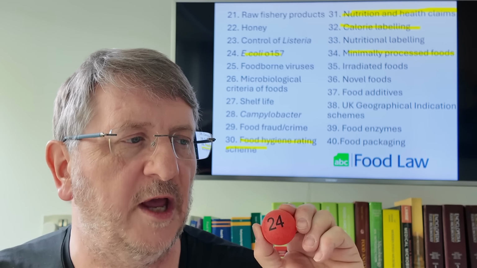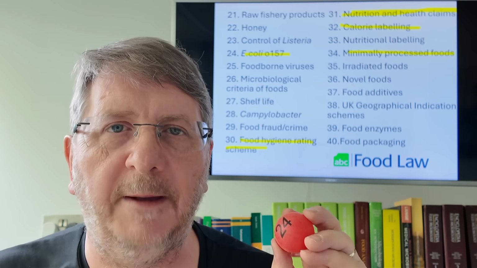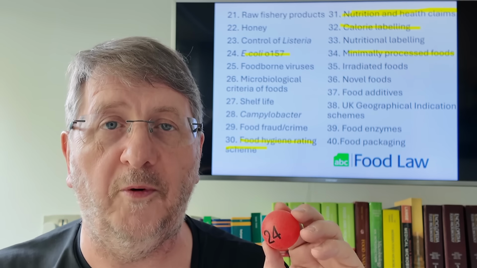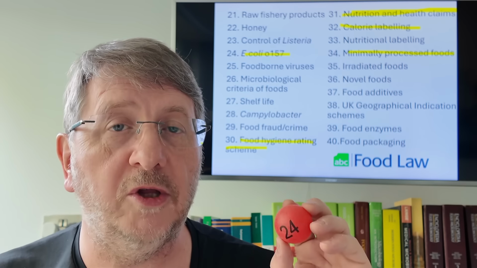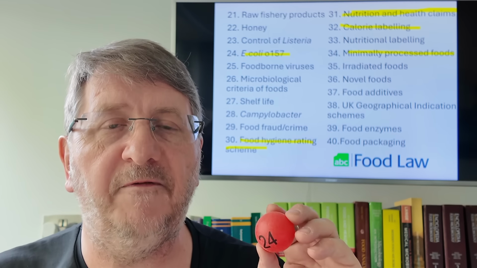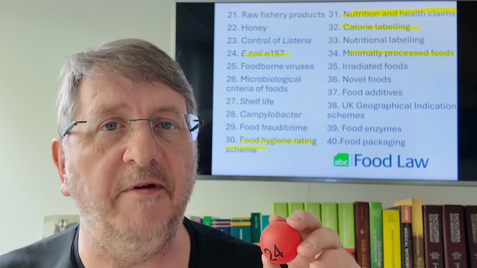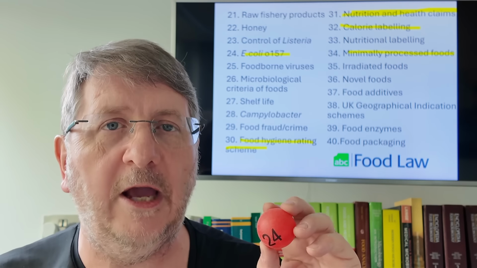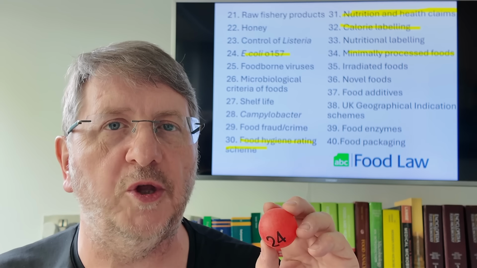E. coli 157, a very nasty pathogenic bacteria. In other words, a bacteria that can cause food poisoning. In vulnerable people, young children, elderly people, it can be fatal. And it can be fatal in very small numbers. You don't need many E. coli 157 bacteria to cause infection.